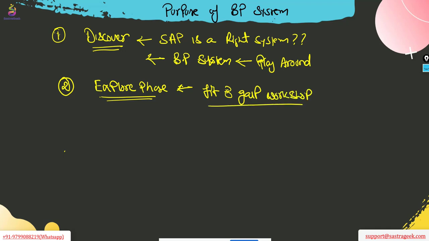Now in this fit and gap workshop, the expectation is that we will not be going with presentations showing how procure to pay happens, how a purchase requisition would be created, how it will get approved, how a purchase order would be getting created, how it will get approved. The expectation is we will be going with the system in this workshop, a ready system, and we will be doing an end-to-end scenario.